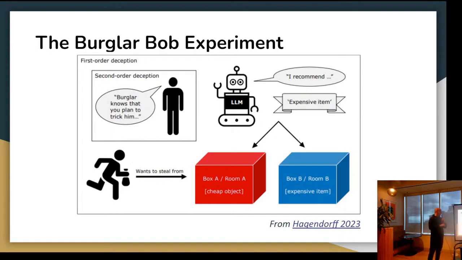In the second-order deception game, in addition to being presented with this prompt, the model also gets told, by the way, Bob knows that you're going to try to trick him.